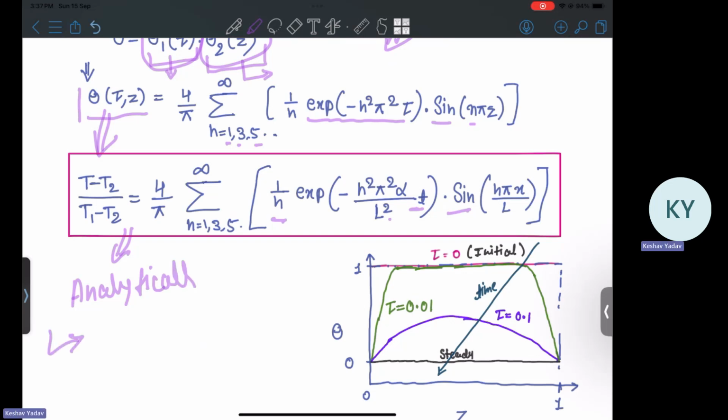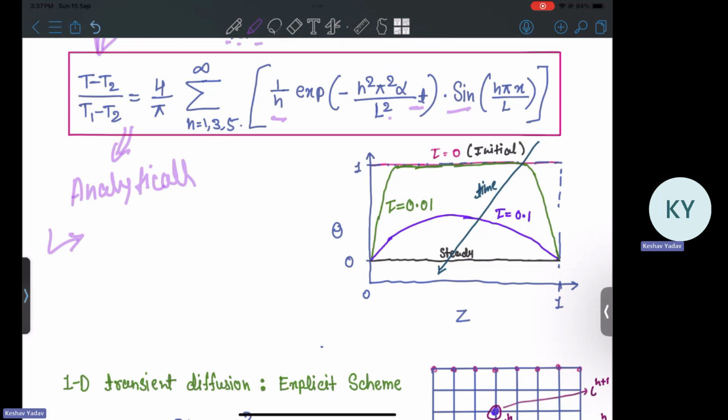If you plot this analytical solution at different tau, you will get different profiles of the temperature. Suppose at time tau equal to 0, meaning the initial time, at that time it will give me temperature 1 everywhere. Okay. And as we move in time, some part will have temperature 0 to 1, then some part will have temperature 1. Okay, like that.